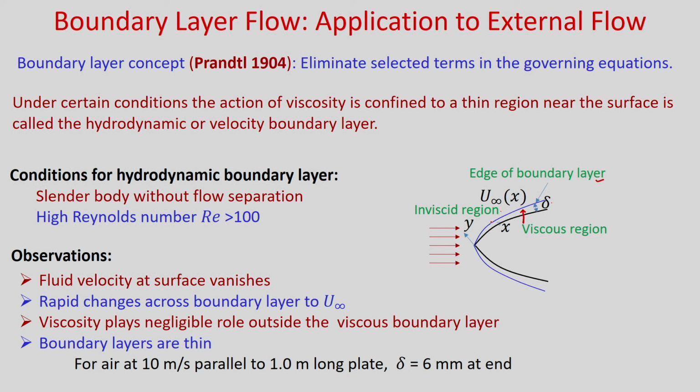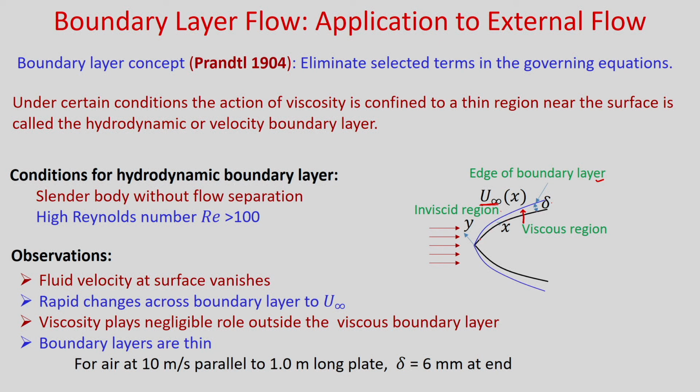So, what are the observations we have for flow over a surface? You can see that fluid velocity at surface obviously will be 0. So, it vanishes and rapidly changes across boundary layer to u infinity, because outside of this thin layer obviously this is inviscid region and the velocity will be the free stream velocity u infinity. After that, if you go normal to this direction, there will be no change in this velocity.